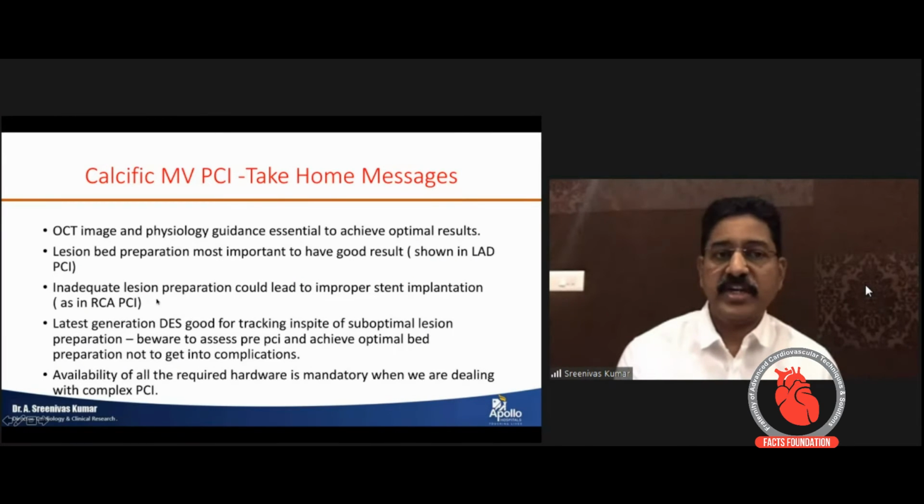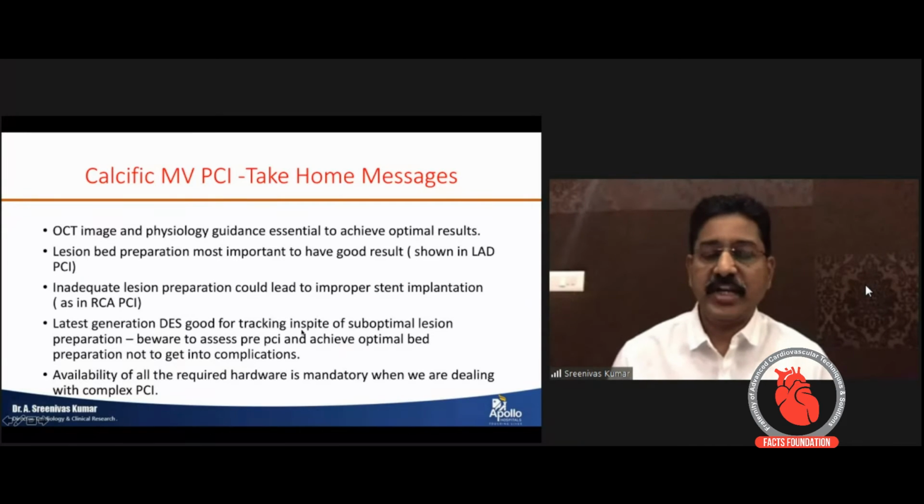But inadvertently, if you don't dilate well, thinking it is okay, then, since later generation stents nowadays track very well, it was dilated with a smaller balloon and the stent could go well, but later on, once the stent is underexpanded, you land in trouble. Fortunately, the OPN balloon did the job here.